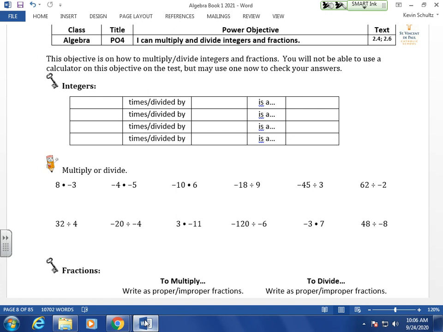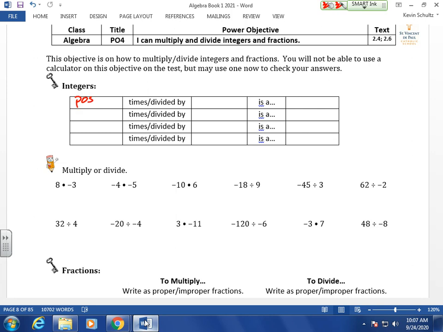Okay, we still have a little table to fill out here, and the table in PO3 with adding and subtracting, we really had to look at the operations between the numbers, where we were starting, which direction on the number line we are going. Lots of different rules there with adding and subtracting. A little bit less when it comes to multiplication and division of integers. You can probably help me fill this out.